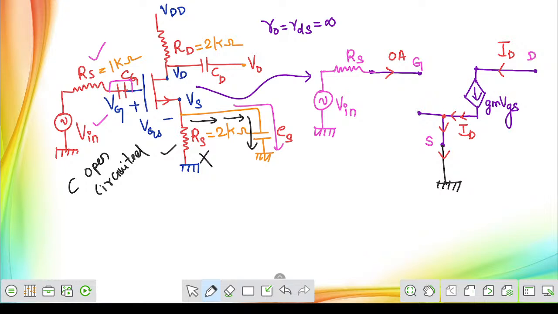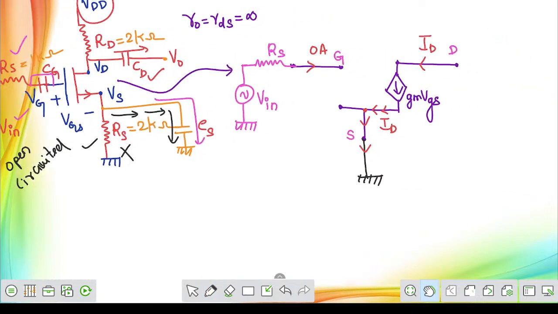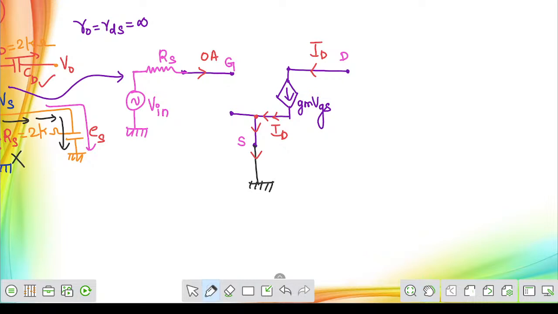Now go to the drain terminal. On the drain terminal, this capacitor will be short circuited and the drain supply voltage will be short circuited. Then you can observe that between drain and ground, there is a resistor. You can connect it with the ground, and that resistor I will simply treat as RD. Extend this. From here, we are going to measure the value of the output voltage. Now this is the complete AC equivalent circuit for the given circuit.